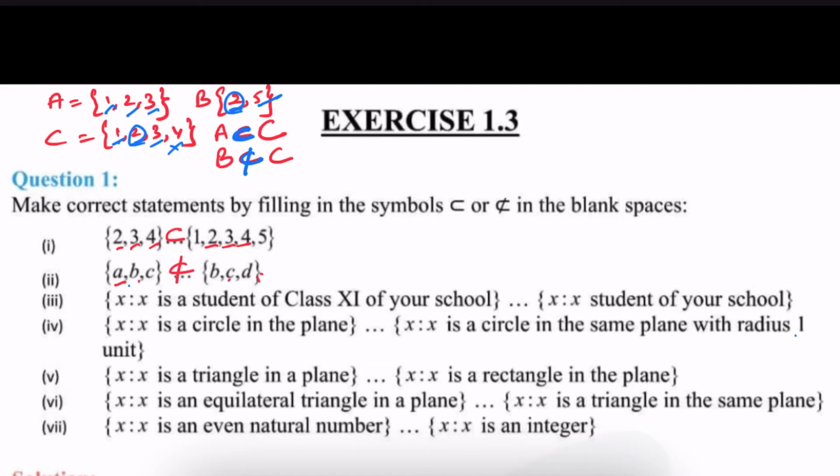B and C are there, but all the elements of the first set should be present in the second set. Since A is not, it's an element. Whatever these are, 1, 2, 3, these are elements of the set A. And elements can never be subsets of B or A or C. Only sets can be subsets of different sets. So therefore here you can tell that A, B, C is not a subset of B, C, D because A is not present in the second set.